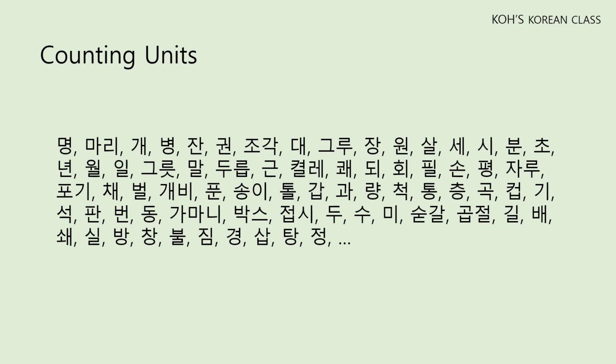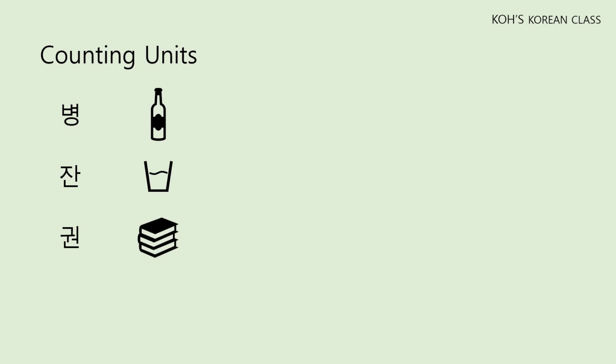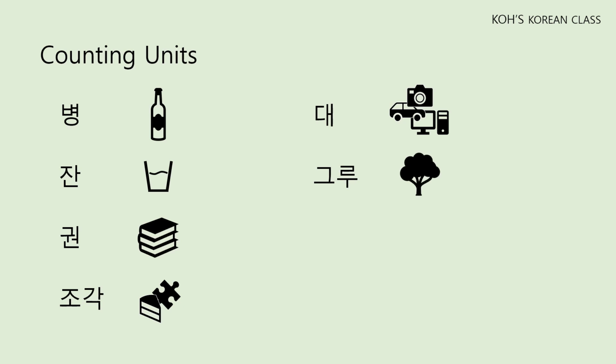If you are an ambitious beginner, you can try to memorize the next frequently used units. 병 for bottles, 잔 for cups, 권 for books, 조각 for pieces of something, 대 for machines or electronics, 그루 for trees, 장 for papers.